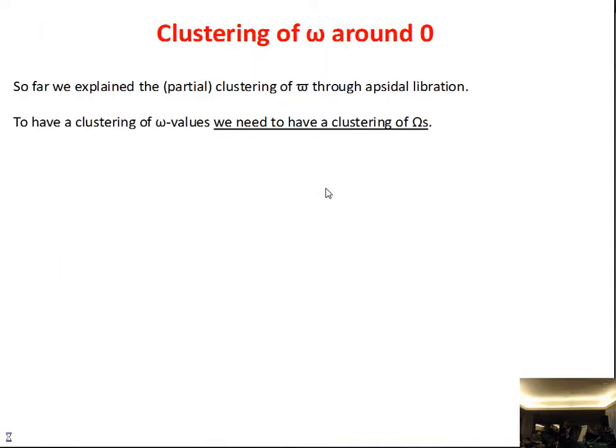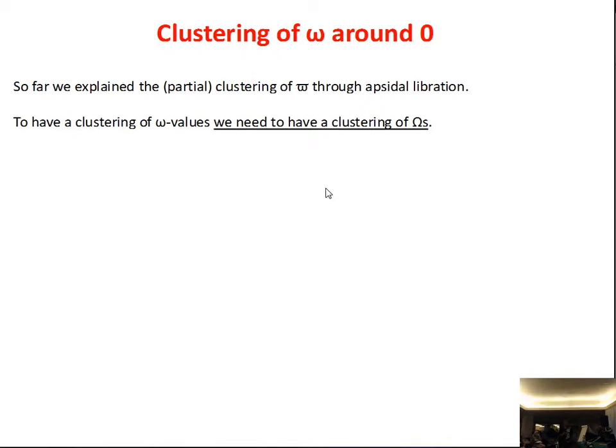So up to this point, I only discussed the clustering of the longitude of perihelion, which is a real dynamical phenomenon through this mean motion resonance and the secular dynamics in the mean motion resonance. But I didn't mention the clustering of the argument of perihelion. So now let's talk about that a little bit. If the longitude of perihelion is clustered, having a cluster in argument of perihelion is equivalent to having a cluster in the node. And I will focus on the clustering in the node because it's much simpler to understand.